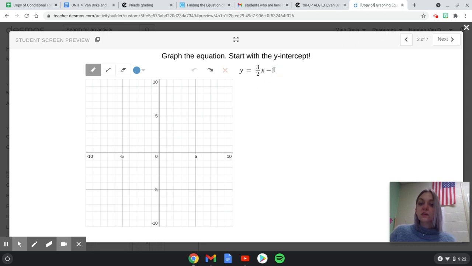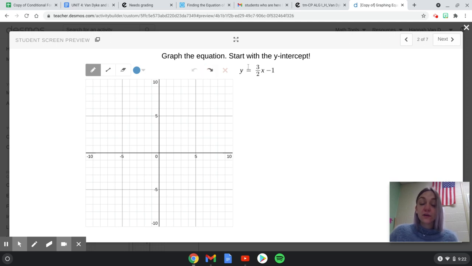Okay, so the goal of this workshop is to look at an equation and sketch a line based off of this equation. We're going to use Desmos to do this. So I have my equation, which is y equals 3 over 2x minus 1, or 3 halves x minus 1.